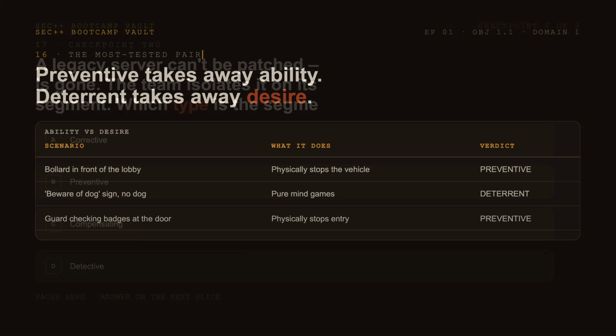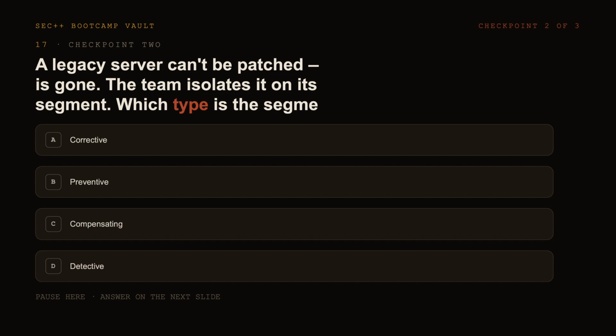Checkpoint 2. An old server at a factory runs software that no longer gets patches. The company that made it went out of business, and replacing the server would shut down production. So the security team puts it on its own separate piece of the network with strict firewall rules. What control type is that separation?